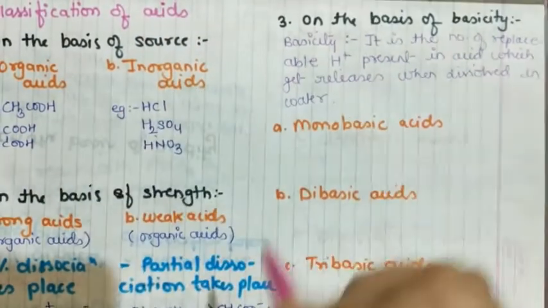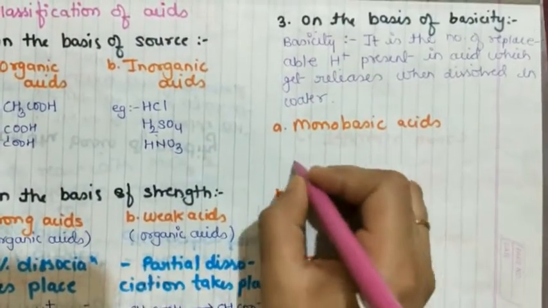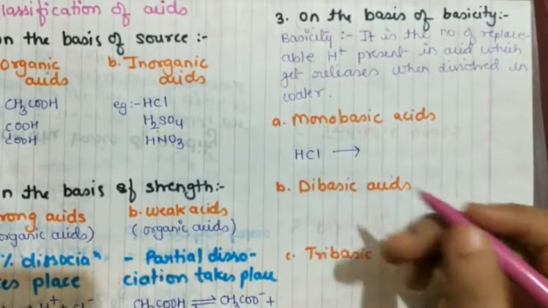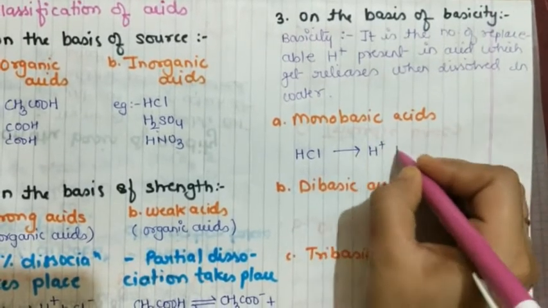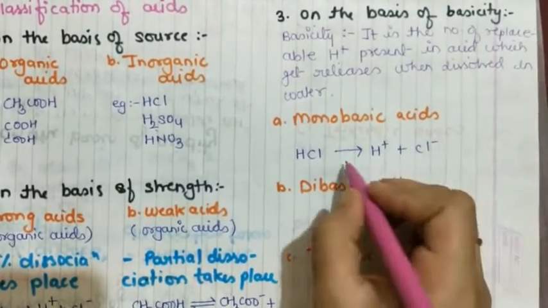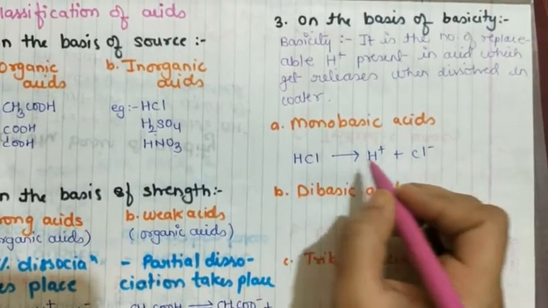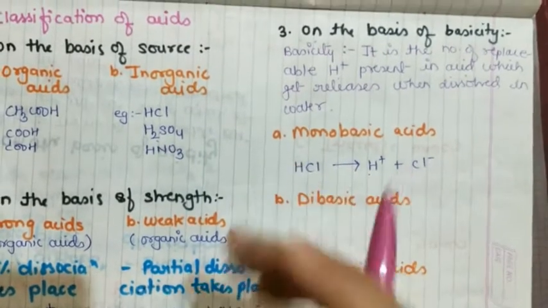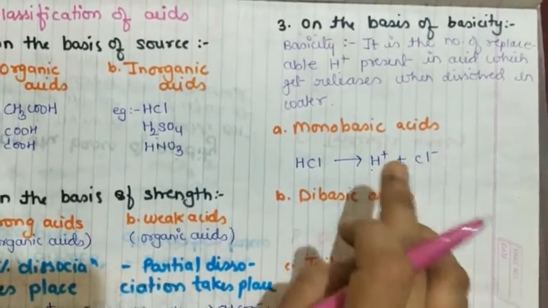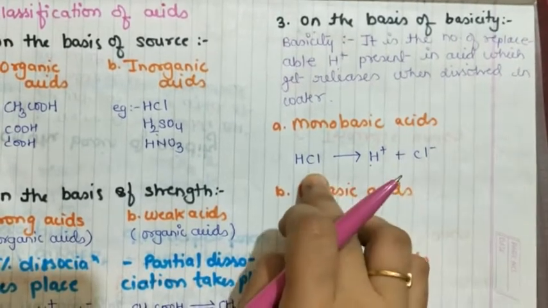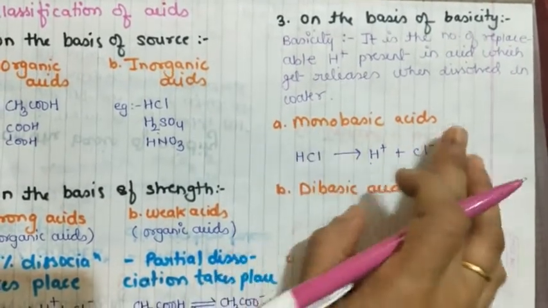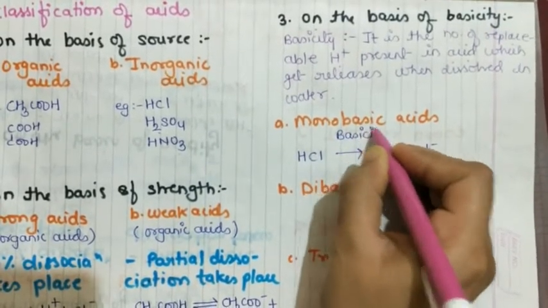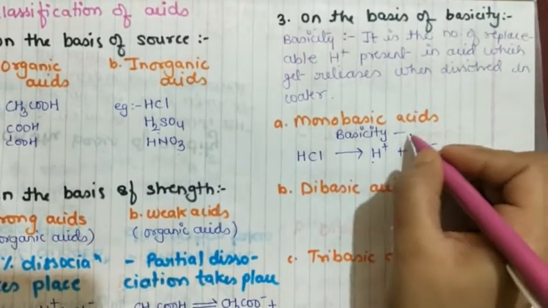For example, take a monobasic acid, suppose HCl, where hydrogen ion and chloride ion will be formed. Here we can see that only one hydrogen ion was replaced from this HCl, because it has only one. So this will be called a monobasic acid. HCl is considered a monobasic acid. So what is the basicity of a monobasic acid? It will be 1. So the basicity of hydrochloric acid is 1.